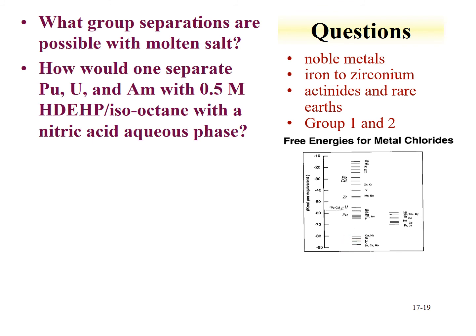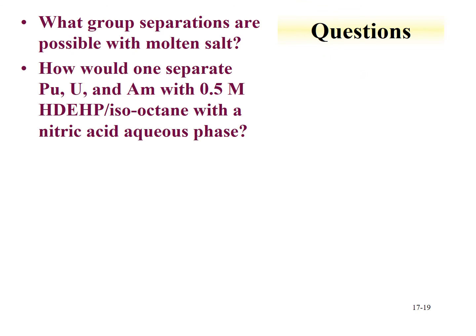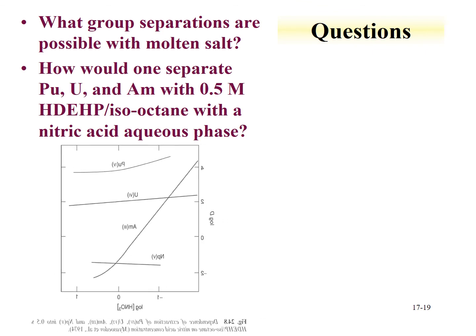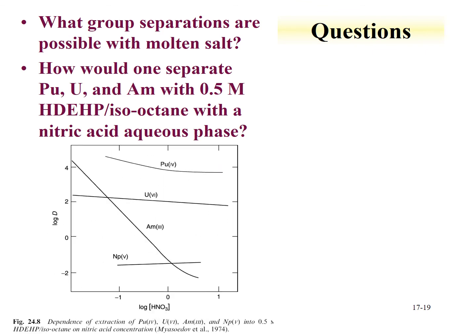And how would one separate uranium, plutonium, and americium with an organic phase that's 0.5 molar HDEHP and isooctane with a nitric acid aqueous phase? Well, one could look at some data, as was shown here, where we have the distribution coefficient plotted against the log of the nitric acid concentration. And here are some oxidation states which are common. So we have the trivalent americium, the hexavalent uranium, and the tetravalent plutonium.